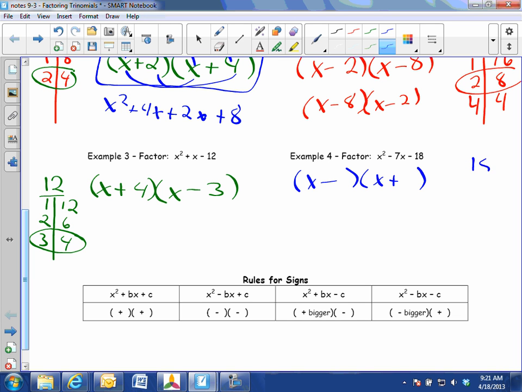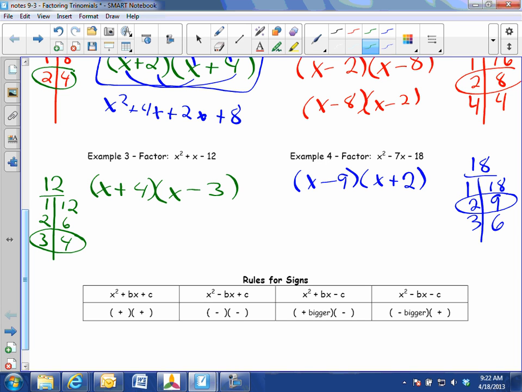Okay, so factors of 18. What do we get? 1, 18, 2, 9, 3, 6. Okay, are we going to be adding or subtracting these pairs to get negative 7? We're subtracting. So we've got a negative and a positive. We've got different signs, so we're really subtracting. So which pair, when we subtract, gets us negative 7? 2 and 9. Which one has to go with the negative? Negative 9 plus 2. Right.